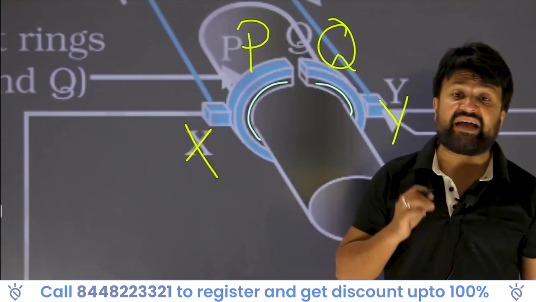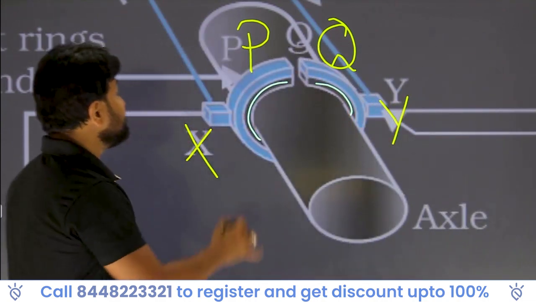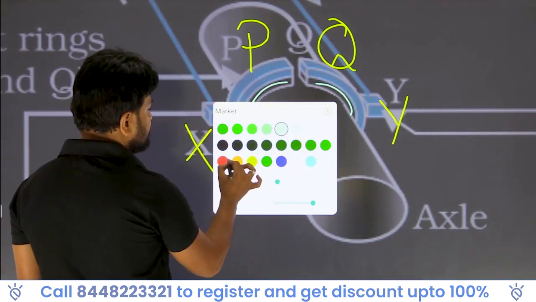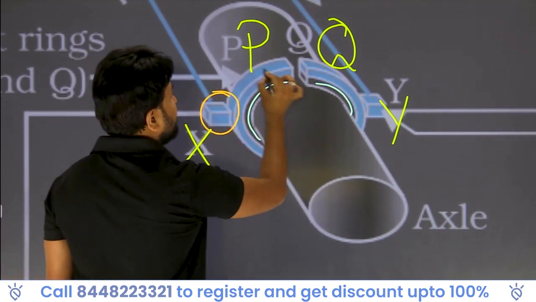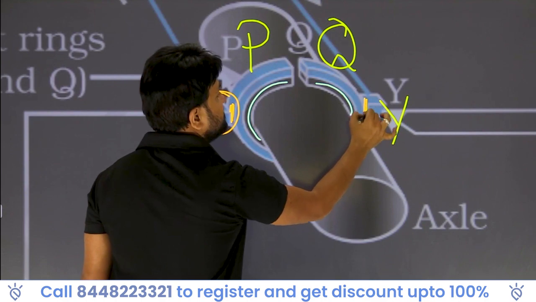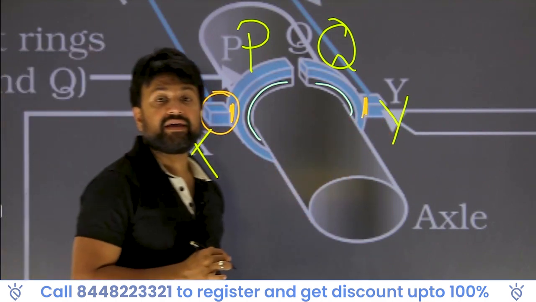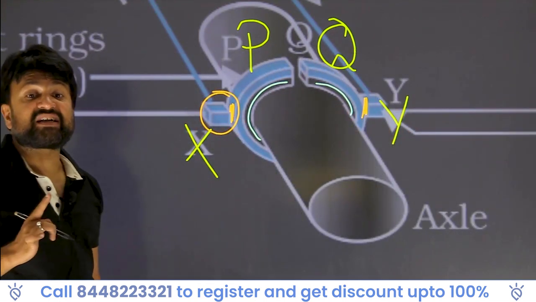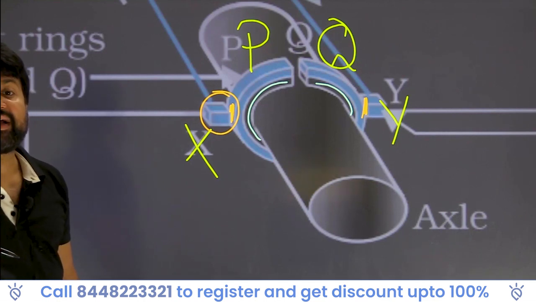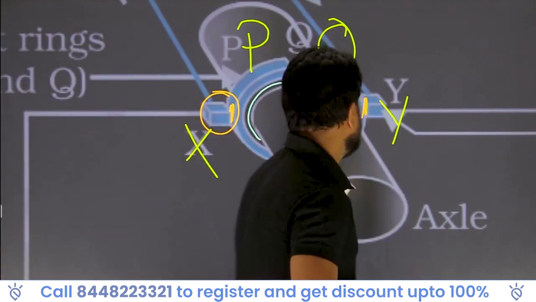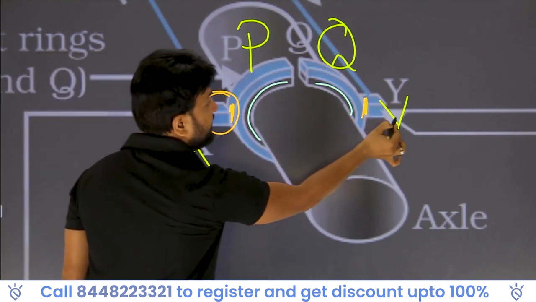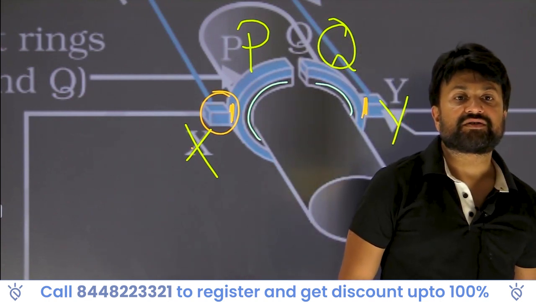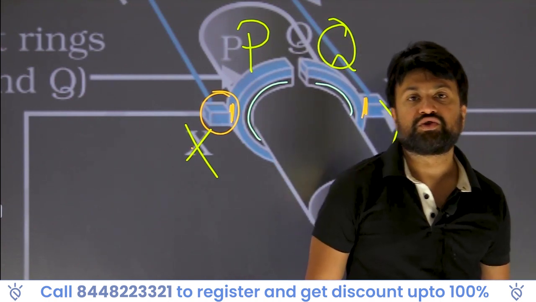The external conducting edges of P and Q. External conducting edge means what? This is the external conducting edge. The external conducting edges of P and Q touch the conducting stationary brushes X and Y. These are the brushes X and Y. So I hope this point is a little bit clear to you.